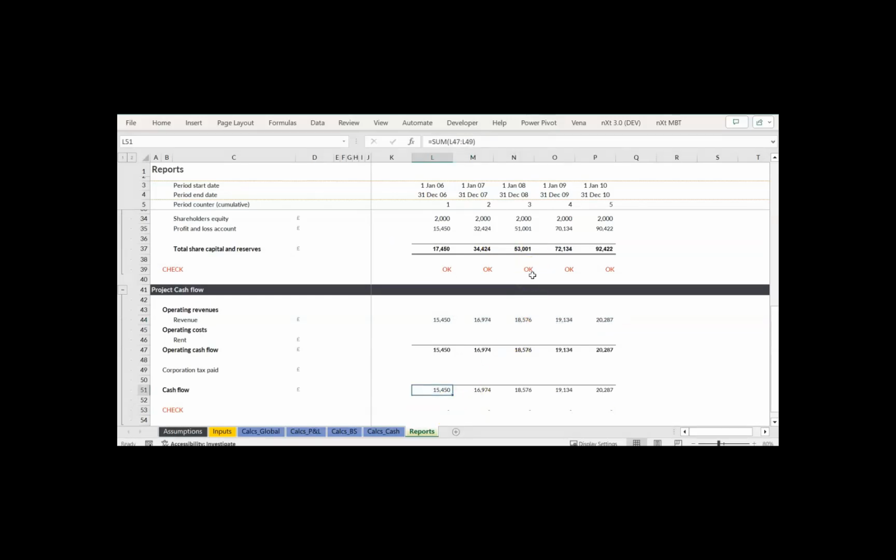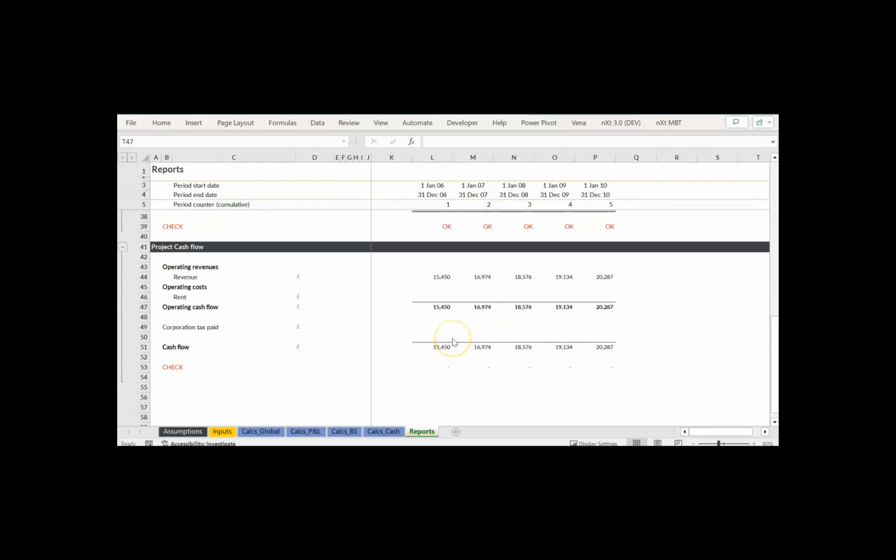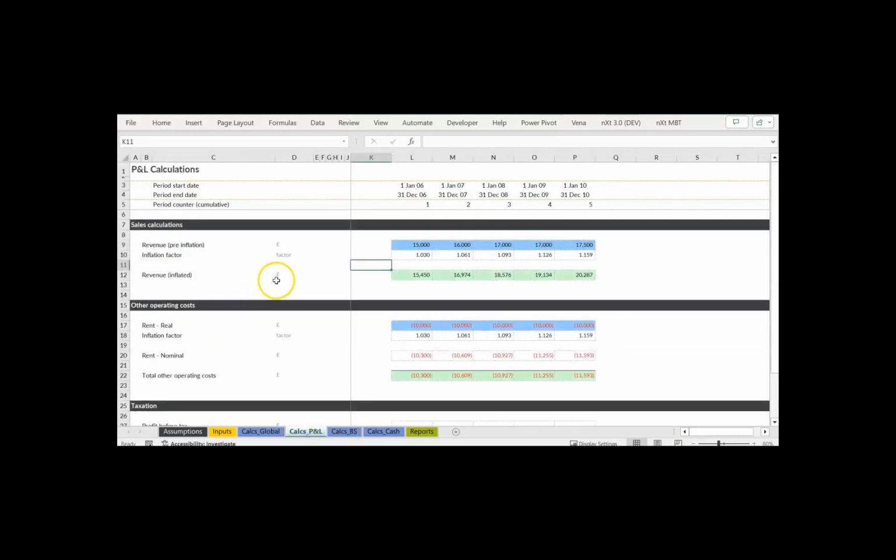You can see now that our cash flow is now equal to our cash calculation movements. The next thing we need to do is link up our operating costs. Our operating costs are very similar to the sales calculations. We have our real cost for rent, which is £10,000 per year, and then our inflation factor, which is using the same inflation factor we have used for sales. We then have our nominal rent calculation, which is multiplying the real cost by the inflation factor.